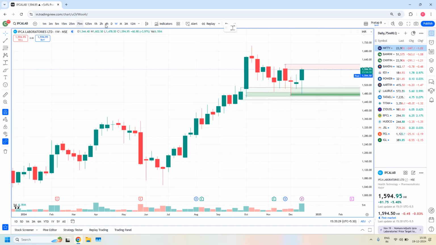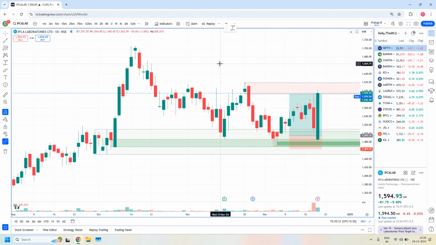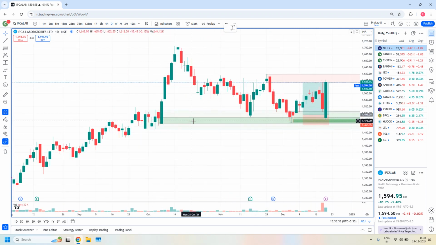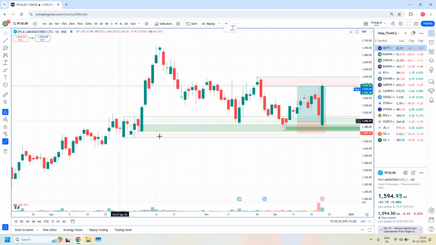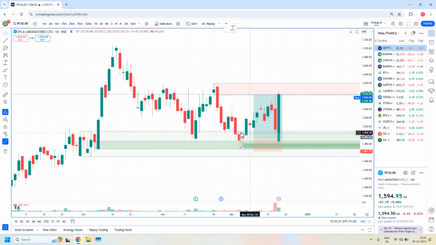Now go to the daily time frame. See, this is the daily time frame. Inside this weekly zone, we have this daily zone. This weekly zone, along with the daily zone, is having weekly EMA confluence. Such kind of trade setups are powerful trade setups. But still, I am not satisfied with that.